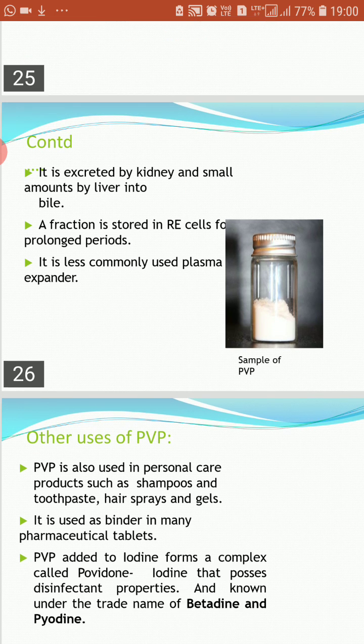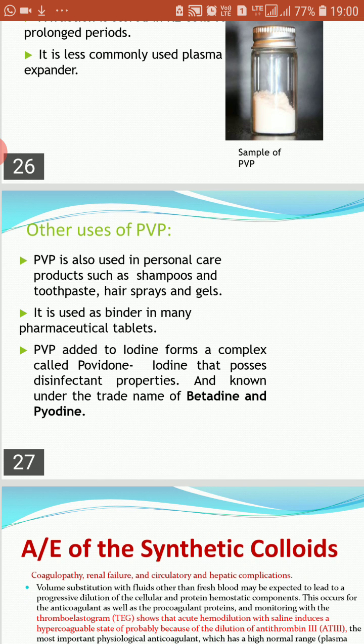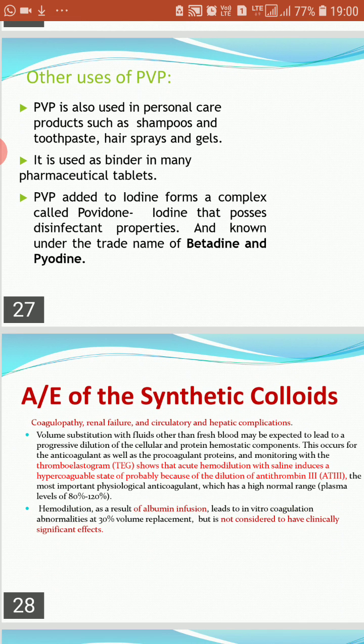liver into bile. The uses: mainly they are used in personal care products, and as a binder in many pharmaceutical tablets. These are the uses other than a plasma expander. They are used as a binder in tablets and personal care products, and combined with iodine to form povidone iodine, known as betadine. So we have discussed the 5 types of colloids.